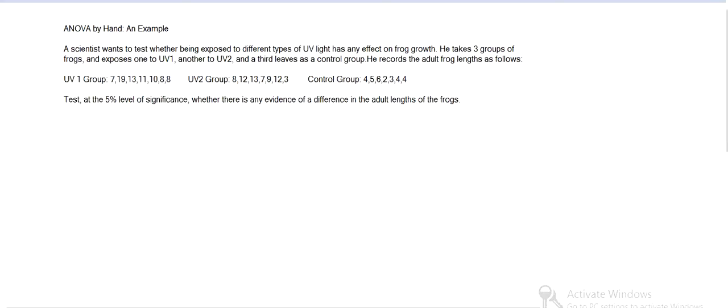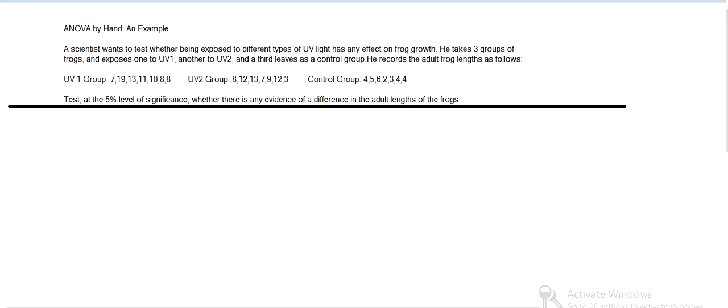I've got a question from a student about doing ANOVA by hand. This is where we have more than two groups and we're trying to compare the means of them. So you've got an example of a scientist testing if type of UV has any effect on the lengths of frogs. He takes three groups of frogs and exposes them to two types of UV, then a control group. And we're trying to compare at the 5% level of significance whether there's evidence of difference.